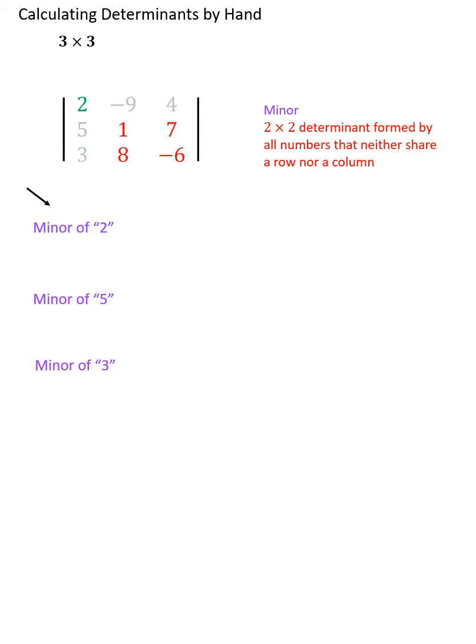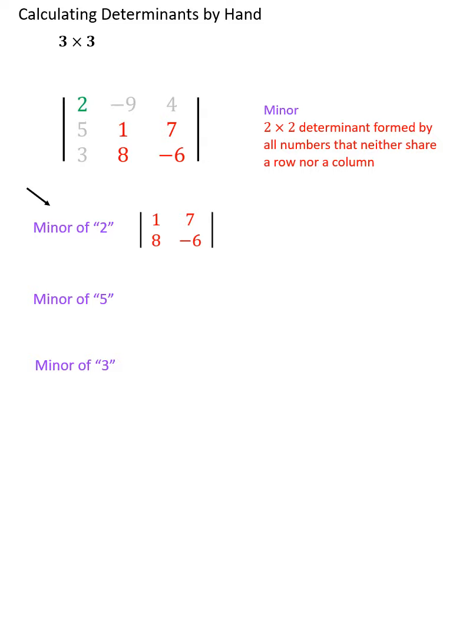As you can see in the matrix, I've highlighted all the numbers that are in the minor of 2, meaning the 1, 7, 8, and -6. Those are the 4 numbers that share neither a row nor a column with 2. In some sense, you can see I grayed out the row and column containing the 2, and that left me with 4 numbers. Those 4 numbers form the minor associated with 2.